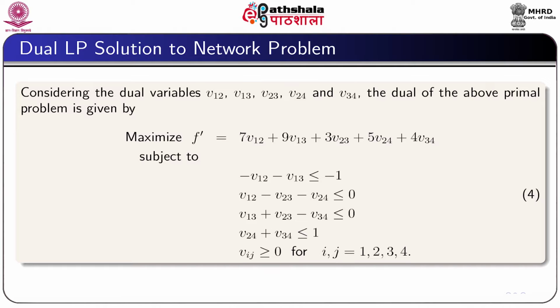Considering dual variables V12, V13, V23, V24 and V34, the dual of the above problem can be written as: maximize f dash equal to 7 V12 plus 9 V13 plus 3 V23 plus 5 V24 plus 4 V34, subject to the constraints as shown in this slide. It is to be noted that the dual problem given in 5 is a special case of the dual 4 or primal 3. Therefore, we now solve the dual problem as shown in this slide.